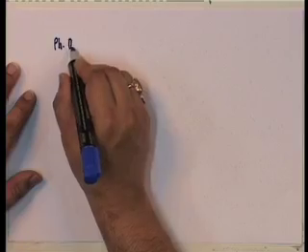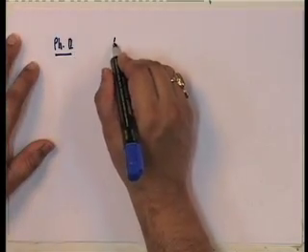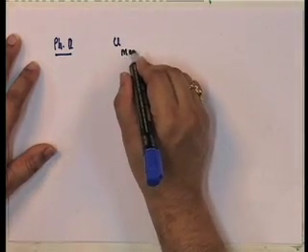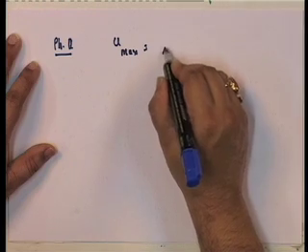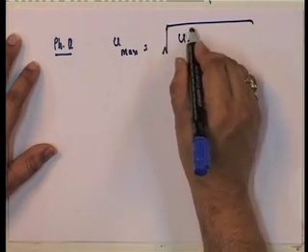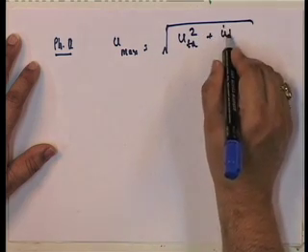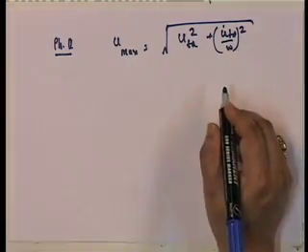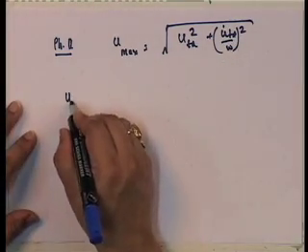Now, the question comes, what happens in phase 2? Well, let us see what happens in phase 2. In phase 2, we know that u max is equal to the square root of u of t d squared plus u dot t d upon omega the whole squared. So, we have to find out what u of t d is.